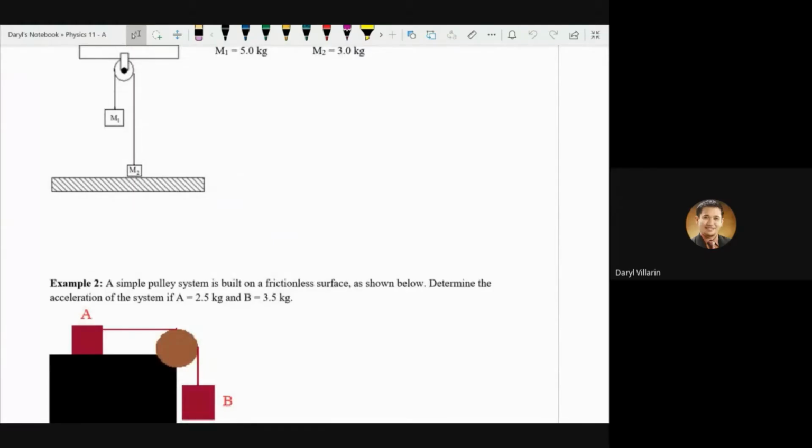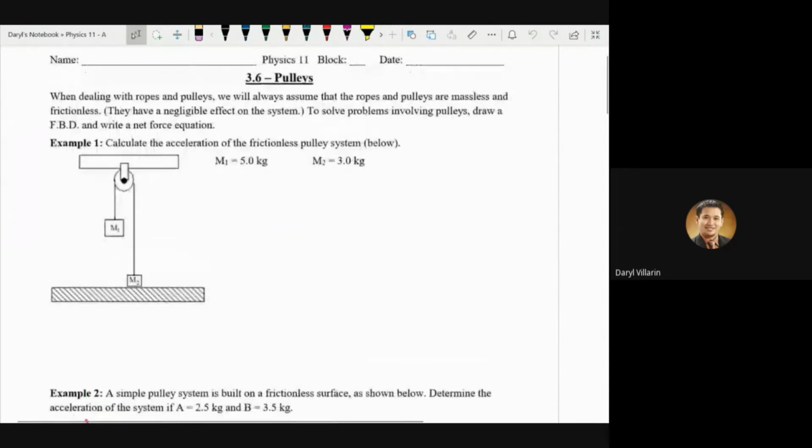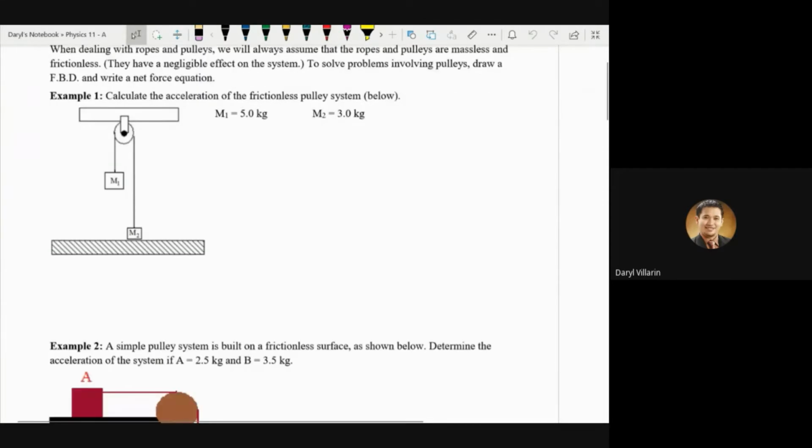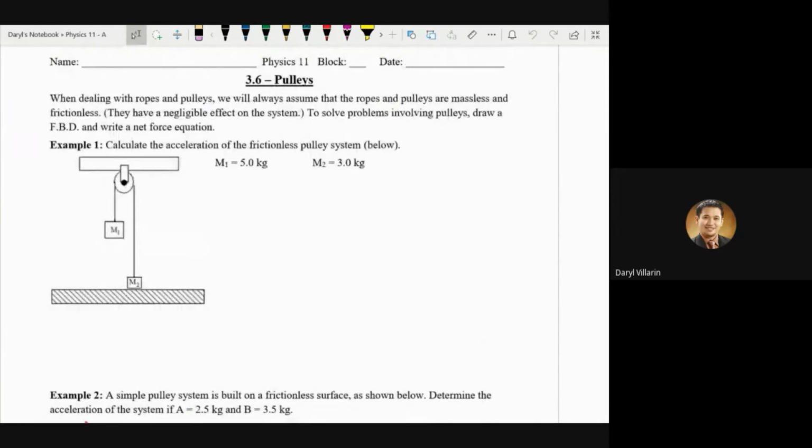So lesson 3.6 is just an extension of the application of Newton's laws of motion. In this particular type of question, the mass or the masses are accelerating. So therefore, mainly you'll be using the second Newton's law. Okay. So let's start with example number 1.